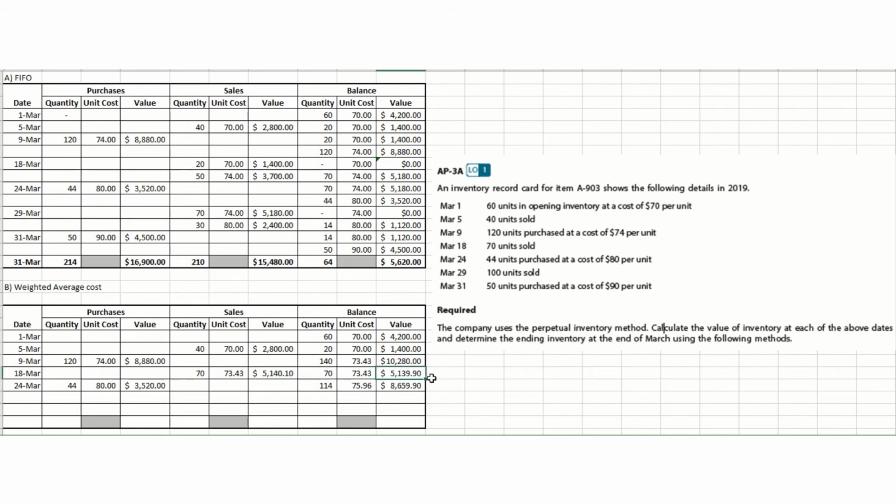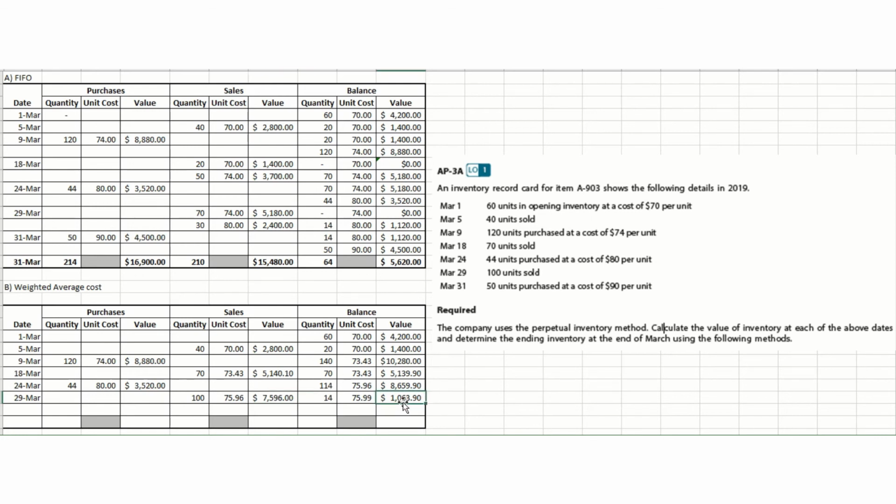Total value went from $5,139.90 plus the $3,520 to be $8,659.90. Bringing our average unit cost, the total value divided by the number of units, to $75.96. March 29th, we sold 100 units at the average cost of $75.96. I rounded this number, that's why these changed slightly. It all has to do with rounding, and that's okay if it rounds slightly because you need to have even units, and you need to have pennies. You can't have less than pennies. So rounding is fine for this work.